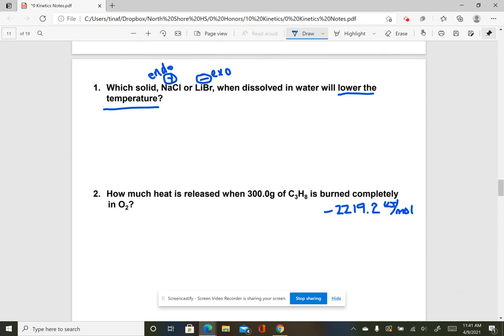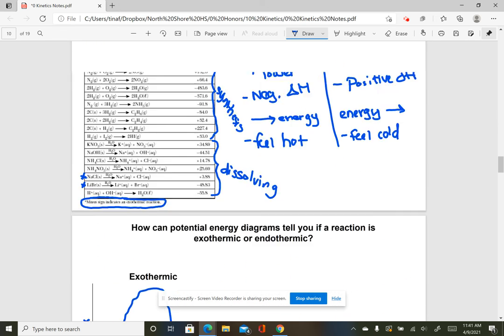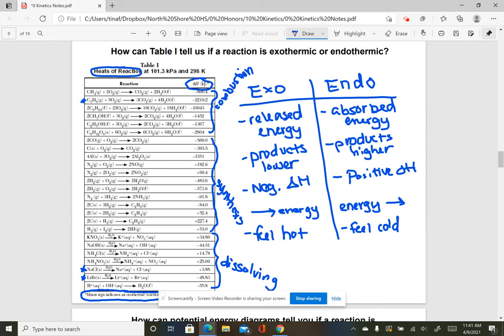Okay, so they're talking about 300 grams of C3H8. Now, guys, when a chemical reaction is balanced, the coefficients in the reaction represent moles of that substance that are required to react. So for this reaction, 1 mole of propane requires 5 moles of oxygen to create 3 moles of carbon dioxide and 4 moles of H2O. This 2219.2 number is the amount of energy for those specific amounts of moles.